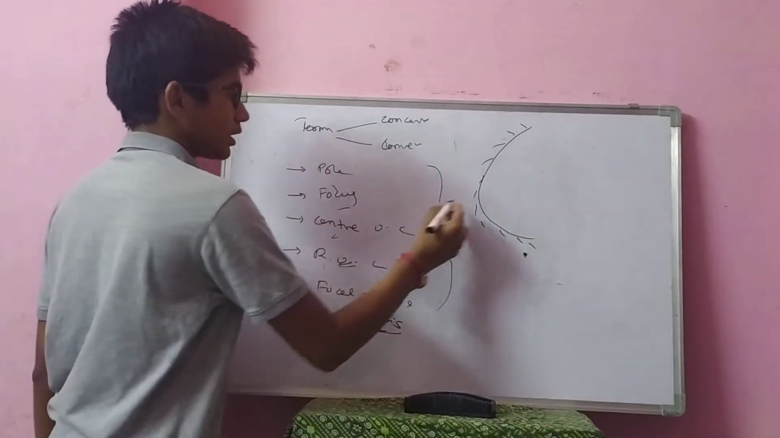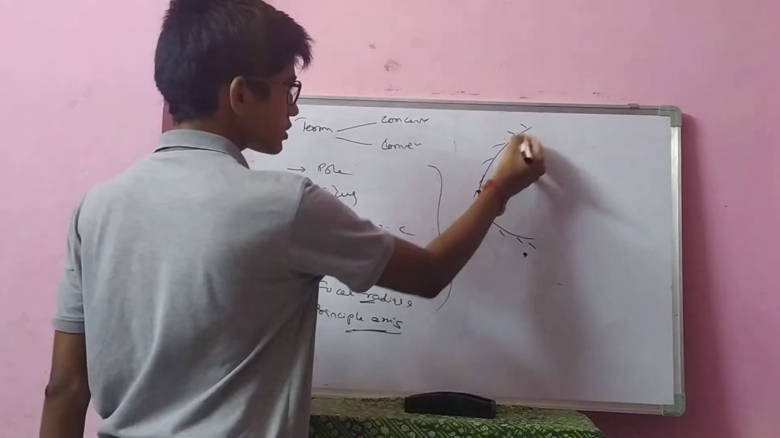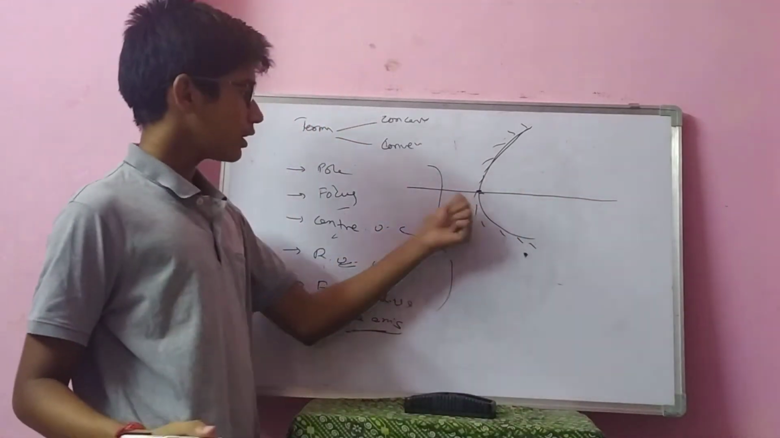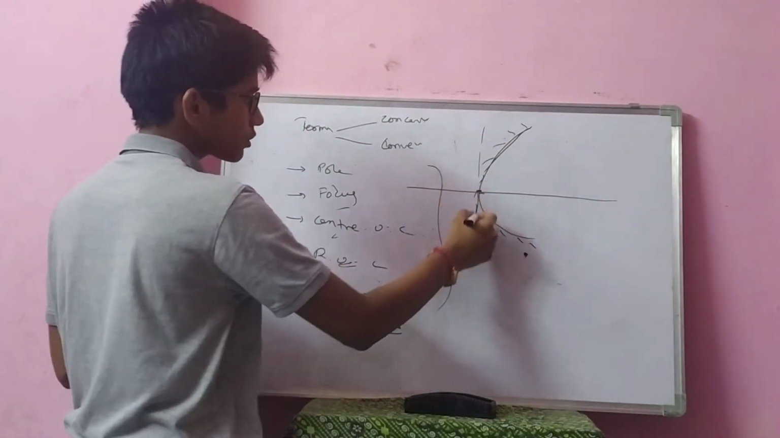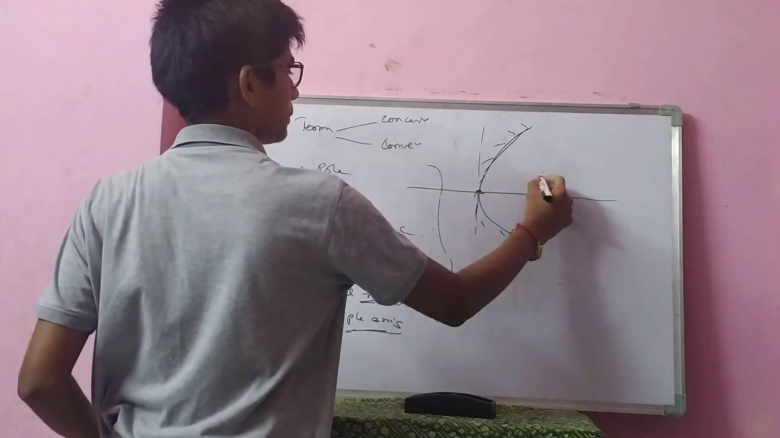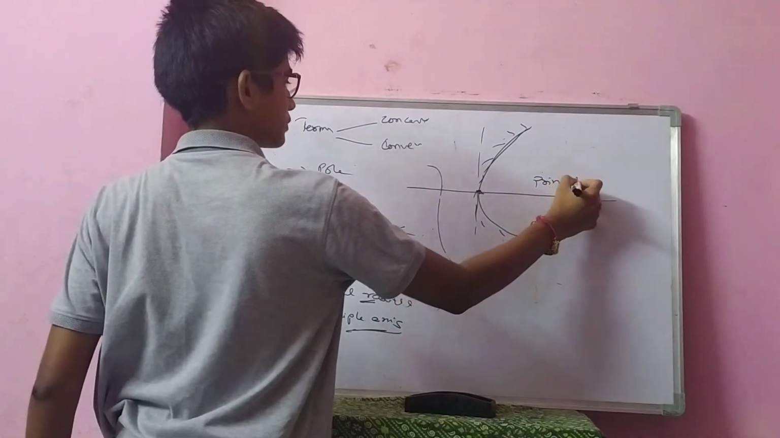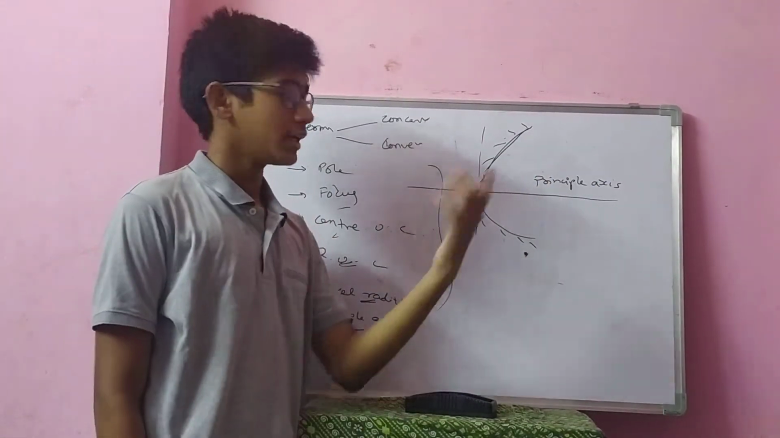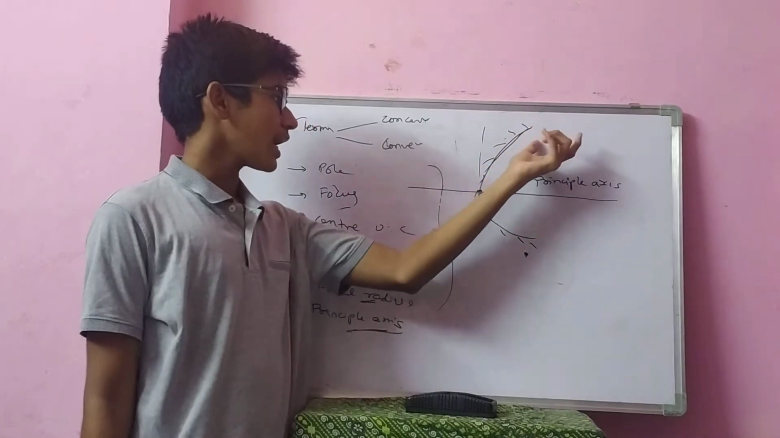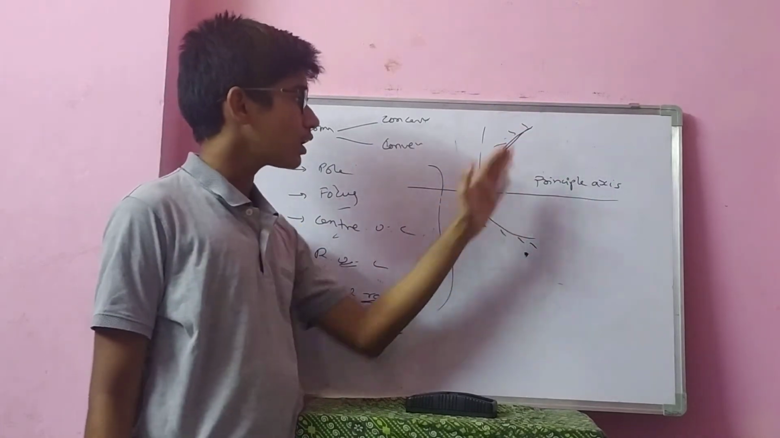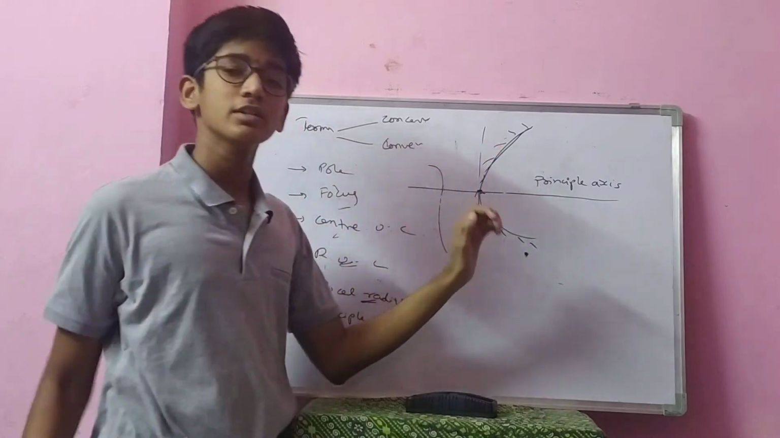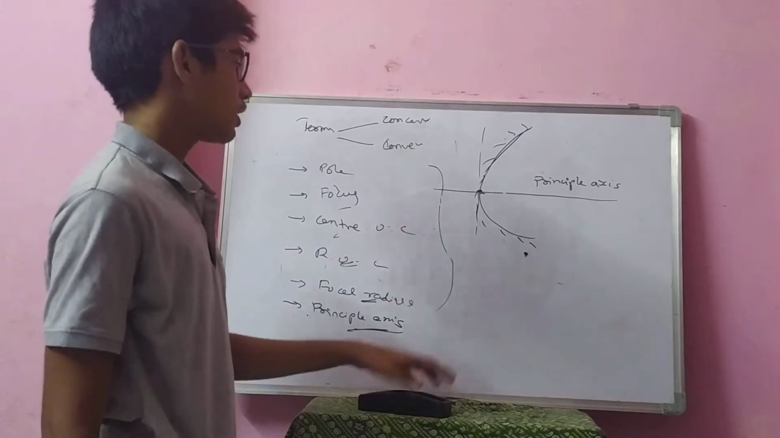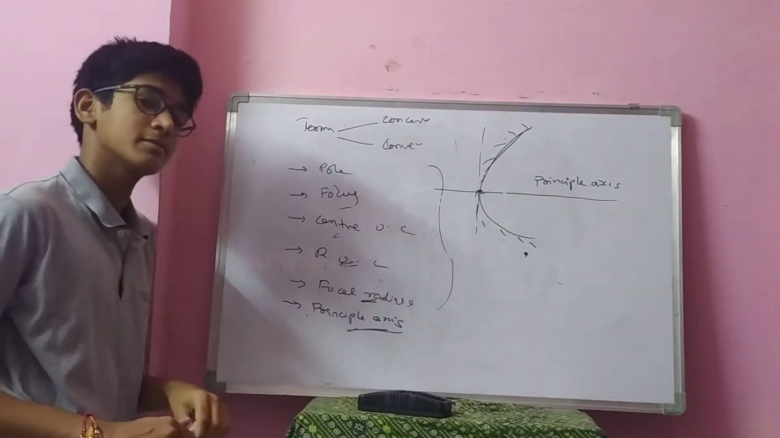Now a line which is drawn exactly from the middle of the mirror and perpendicular to the curvature of the mirror is called the principal axis. Now I have understood what the principal axis is.